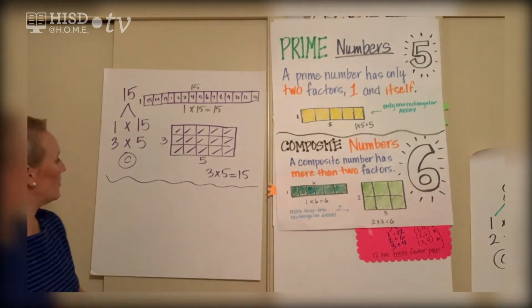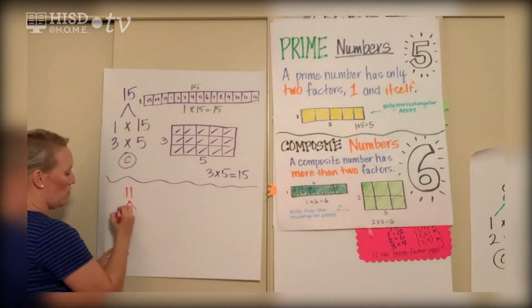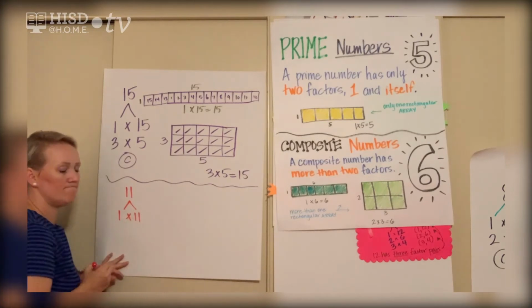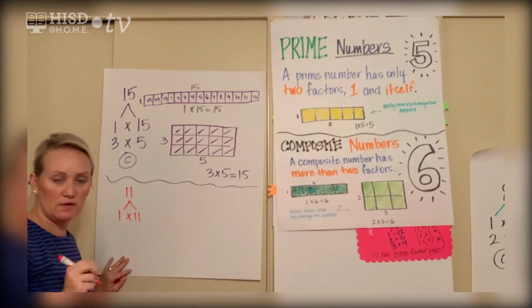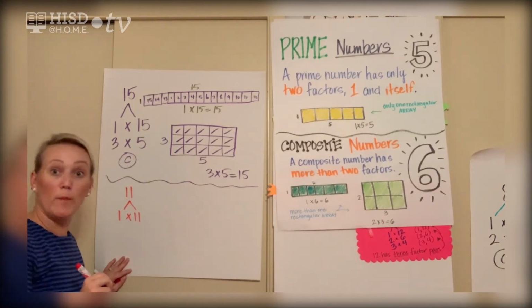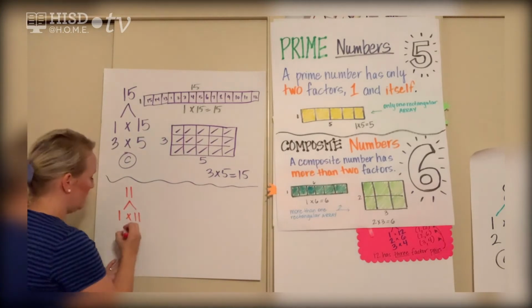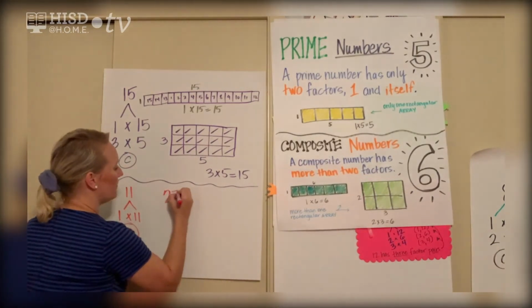How about a number like 11? How do I get 11? 1 times itself. Is there any other way to get 11 using whole numbers? Nope. So just 1 times itself makes this prime. Okay, what about 27?